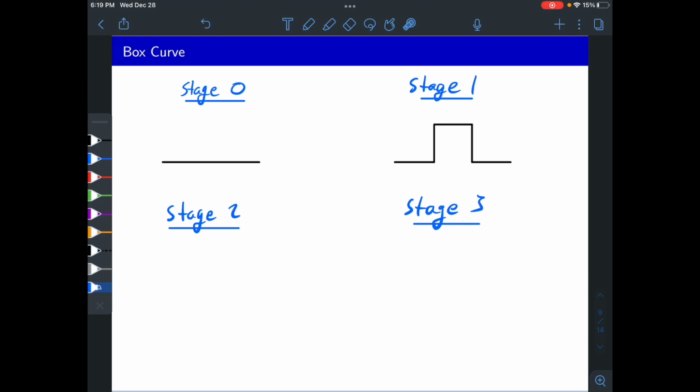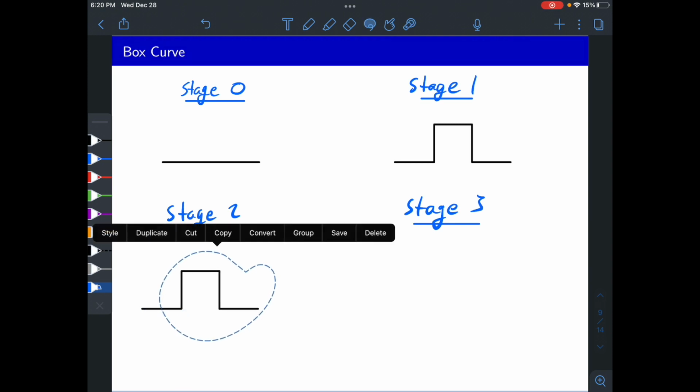Here's the box curve. The box curve has an initiator that is just a straight line, and then your generator says every time you see this line segment, replace it with the little box curve. Okay, so let's go from stage 1 to stage 2. We start with that picture, and then we're going to replace each of these line segments with a little box curve. I'm going to copy and paste that again.